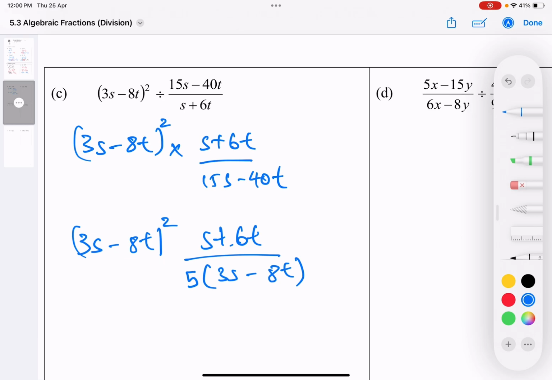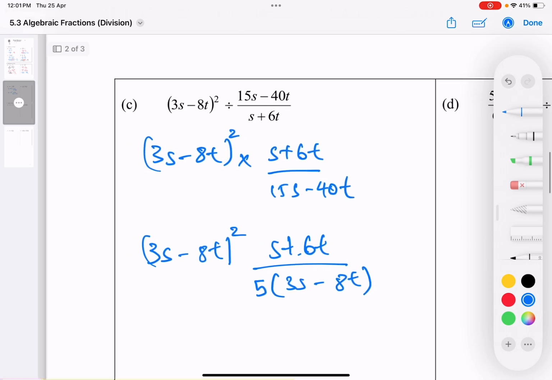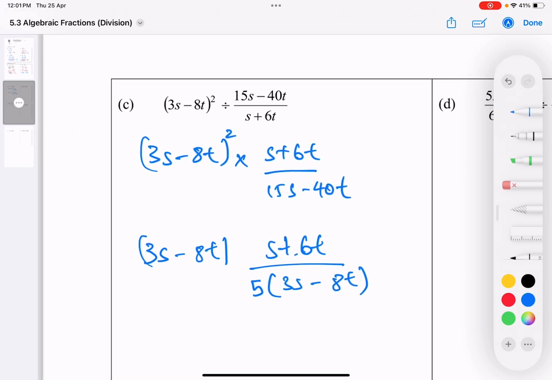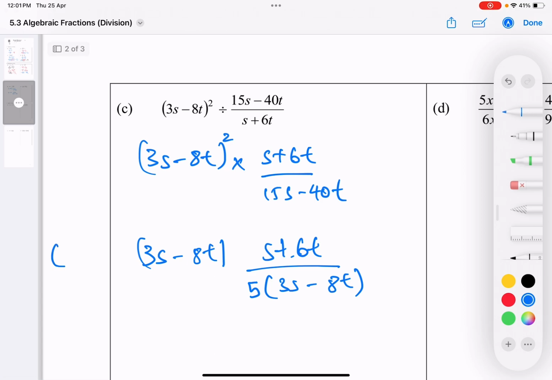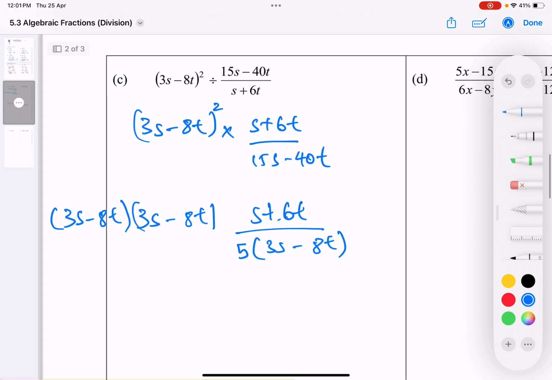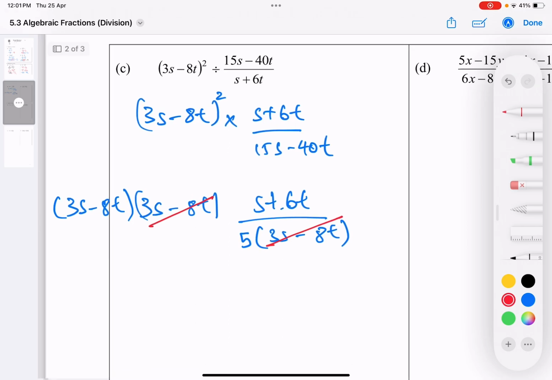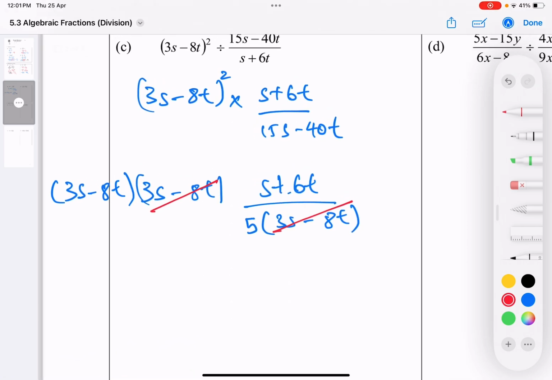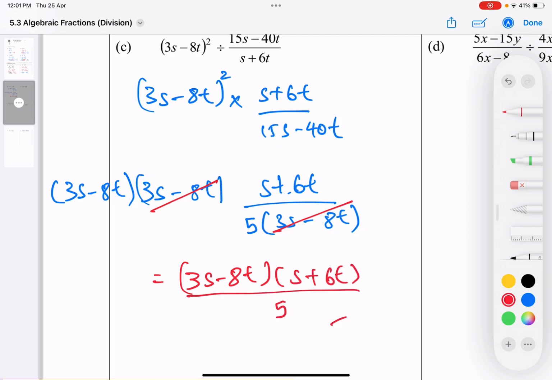Alright? Okay, next I can cancel. I notice that this thing over here is a square. Square means I have the same thing repeated. So I can cancel now. I can cancel away one here. I can cancel away the other one here. So my answer is 3s minus 8t bracket s plus 6t over 5.